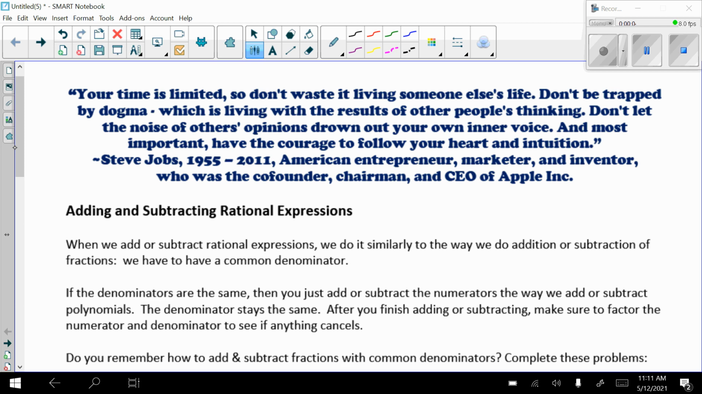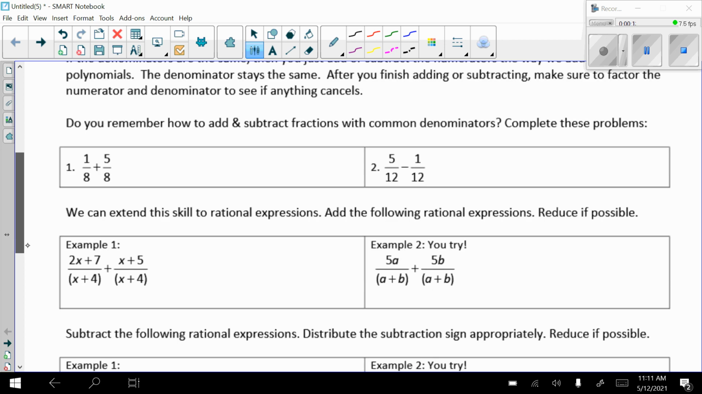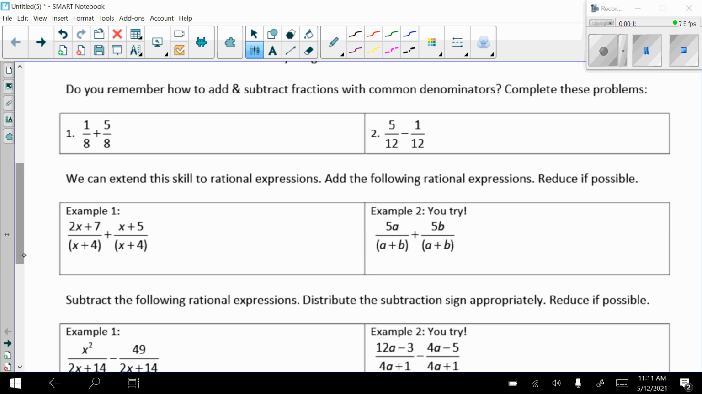Everybody. Today what we're going to be working on is adding and subtracting rational expressions. And if we can just remember how to add and subtract fractions with just regular old numbers, that's going to help us with how we are going to add and subtract rational expressions. So first of all, we're going to talk about adding and subtracting fractions that have common denominators. Just a reminder that what you do is you keep your denominator and you add your numerators.